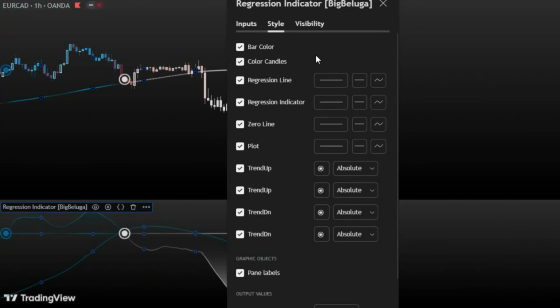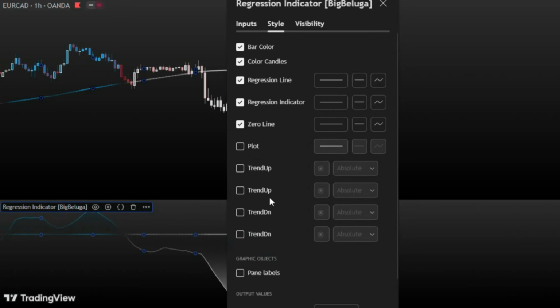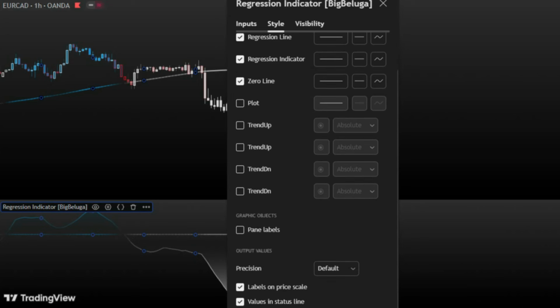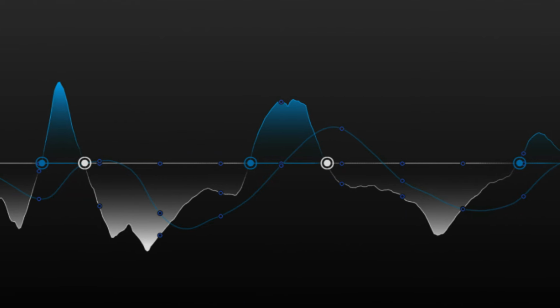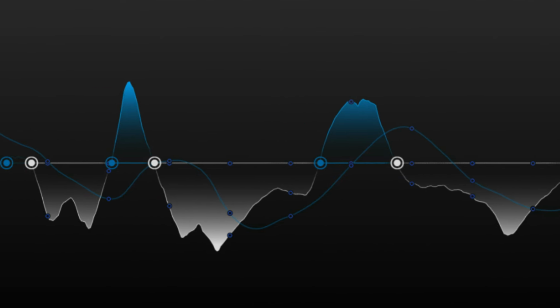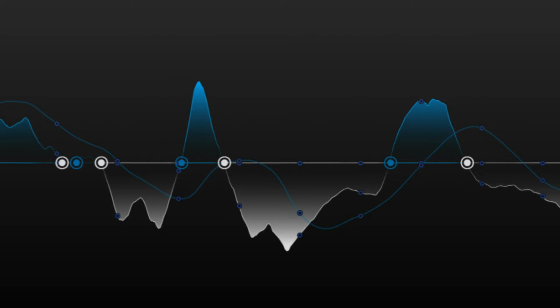In the Styles tab, there isn't much to change. Personally, I just uncheck a few extra items to keep the chart clean and easy to read. Finally, this is the regression indicator we're going to use. So let's break down its different components and see exactly how it can guide us during trades.